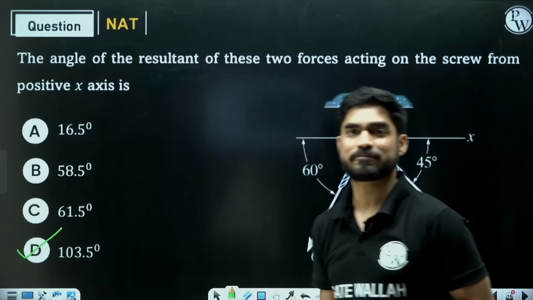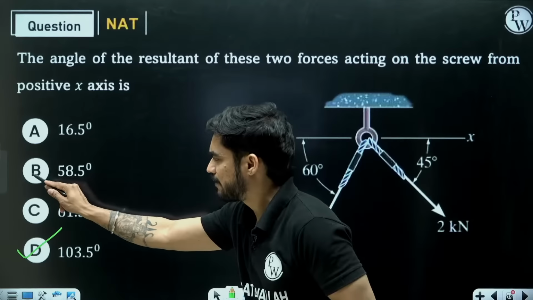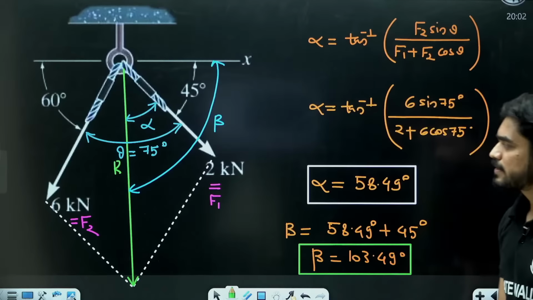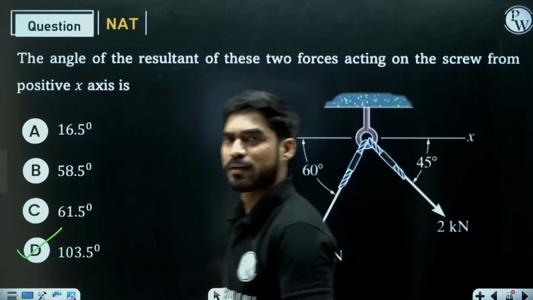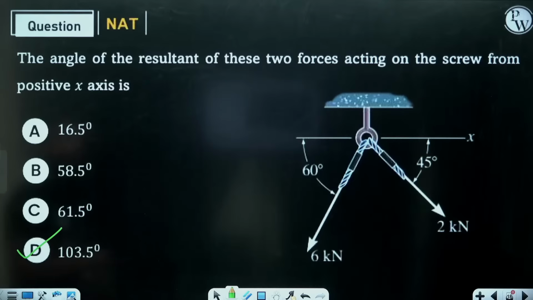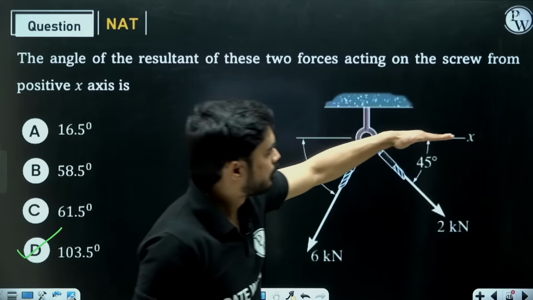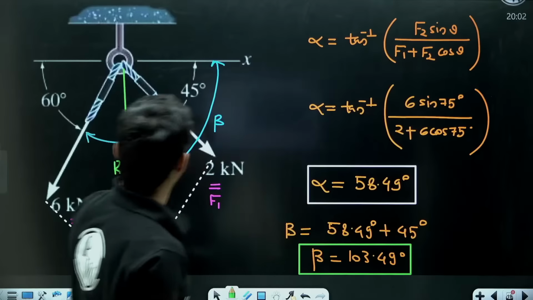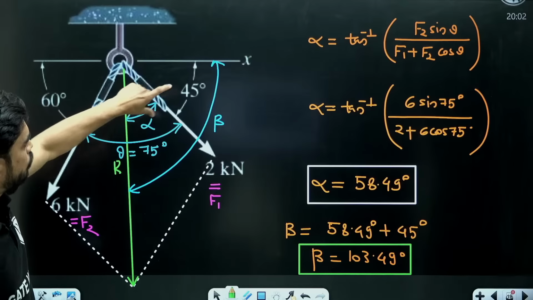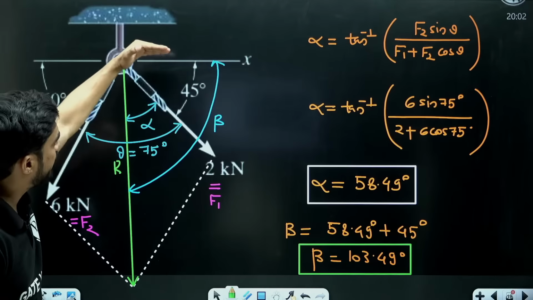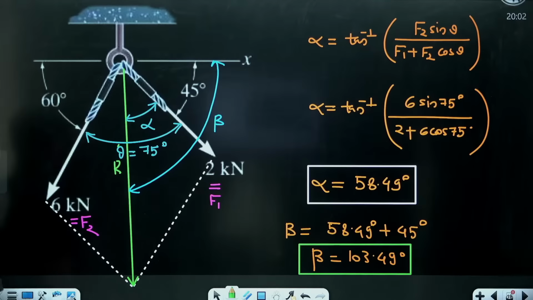103.5 degree. Yes. So a lot of people are going to make this mistake. They will put B as the answer because they have calculated this alpha. Whatever they are getting, they will just put that. But they are asking you to find the angle of the resultant from the positive x-axis. So we have found the angle between the resultant and 2 kilonewton, which is alpha. Then we will calculate beta, which is the angle between x-axis and resultant. So 45 plus alpha will be beta.